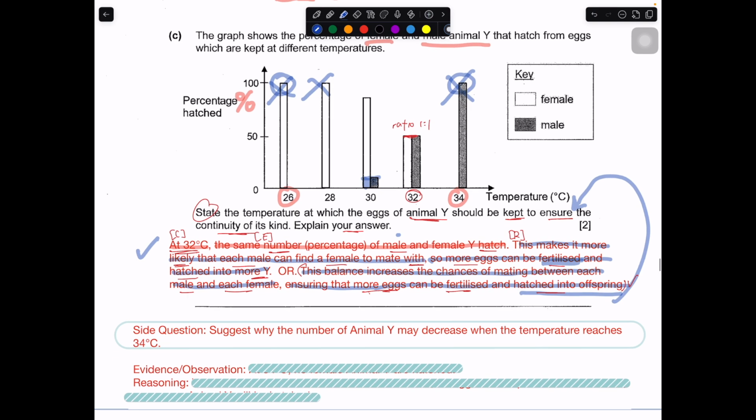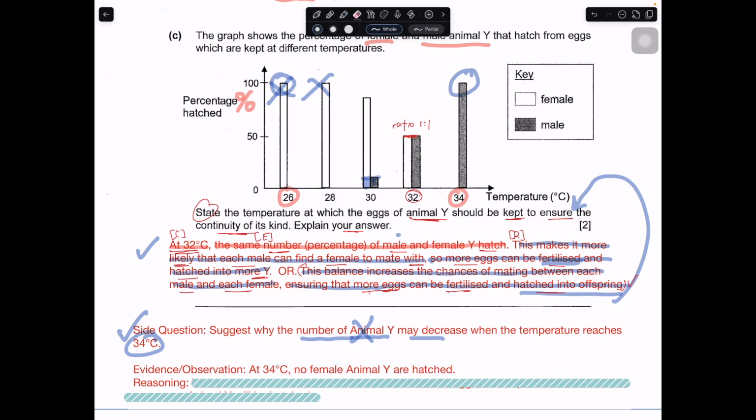So on a side question, this can be something that could be asked. Let's say: suggest why the number of animal Y may decrease if the temperature reaches 34. If the temperature reaches 34, the number of Y will decrease because probably you cannot have your offspring being hatched. There are just too many males and no female that can produce the eggs for the males to fertilize. So this is one way that you can answer it.